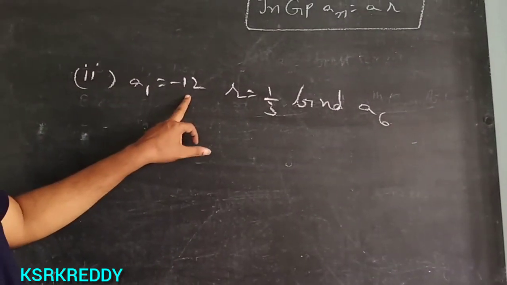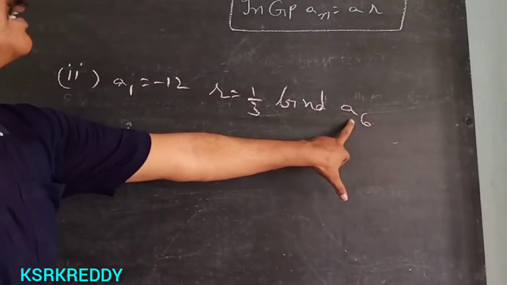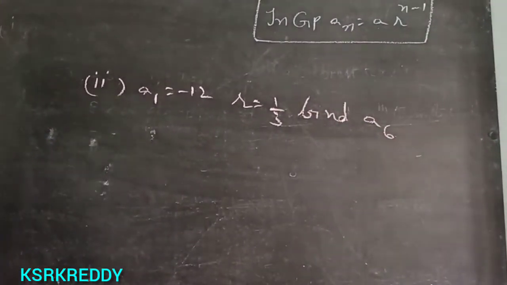a1 equal to minus 12, r is equal to 1 by 3. Find a6. Same model. Try it.